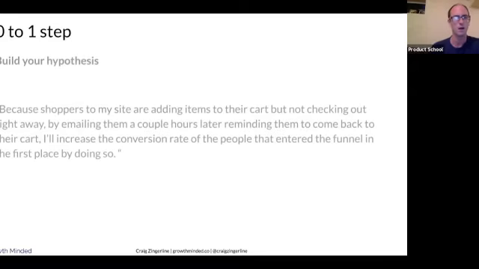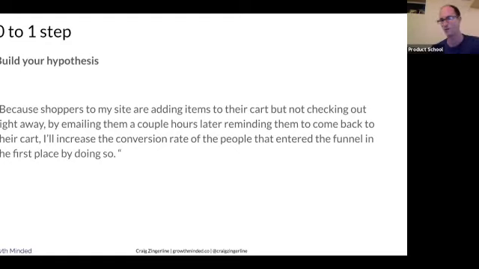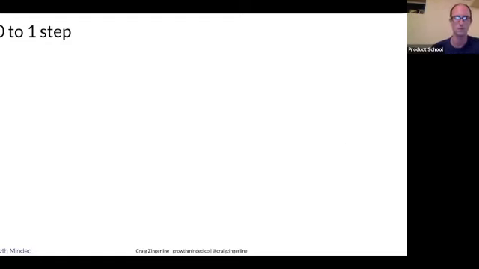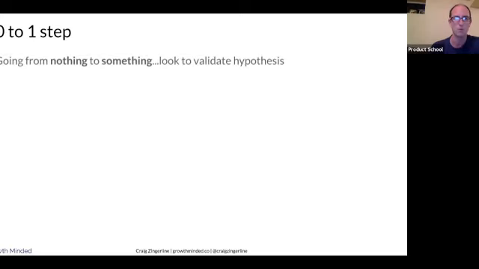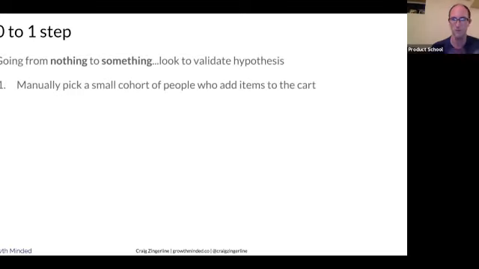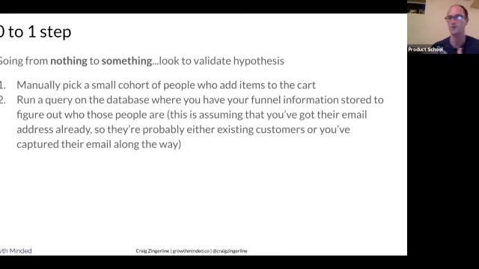So I'll give you an example. Again, here's our hypothesis from before. This is our simple abandoned cart. So the 0 to 1 was that we weren't sending an email, or we weren't telling people about the fact that they left items in their cart, and now we're going to. So it's as simple as that. And so you're going to look to validate the hypothesis. You're going to manually pick the small cohort of people who added items to their cart in this case. You'll probably run a query on the database where you've got your user funnel information stored to figure out which people are going to get this first test.